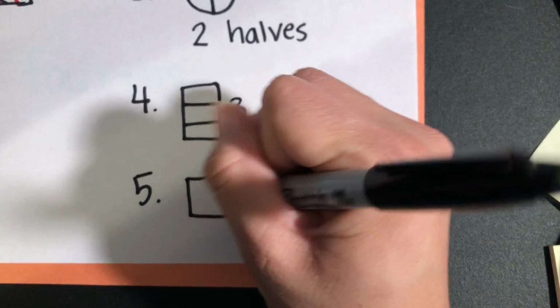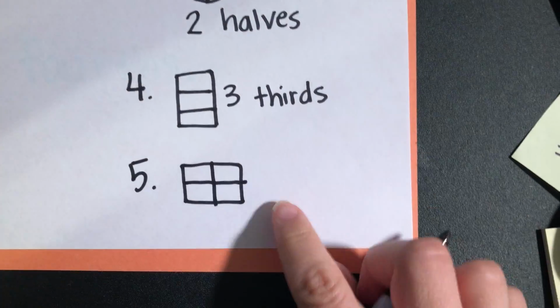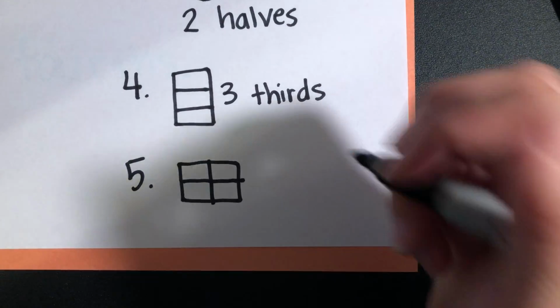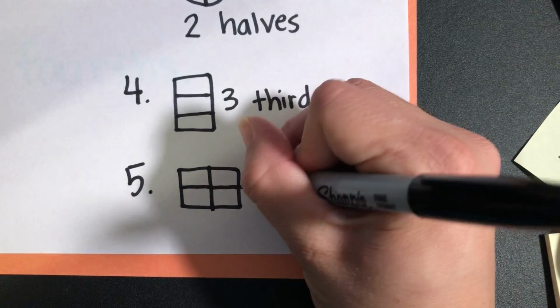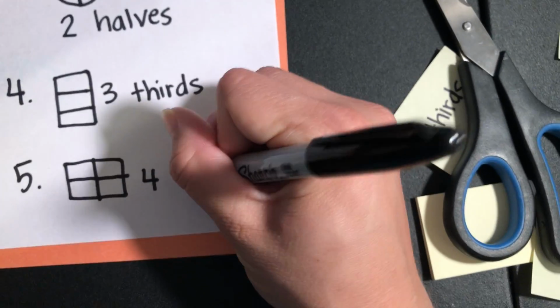Okay, how about one last one really quick for number 5. Draw a rectangle, or you don't have to draw it, sorry. Here's your rectangle. You write the fraction words. Okay, you should have written 4 fourths.